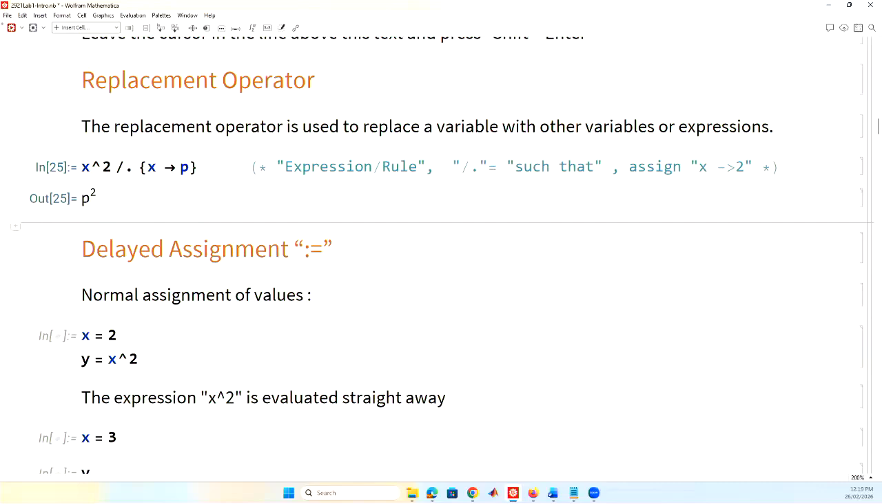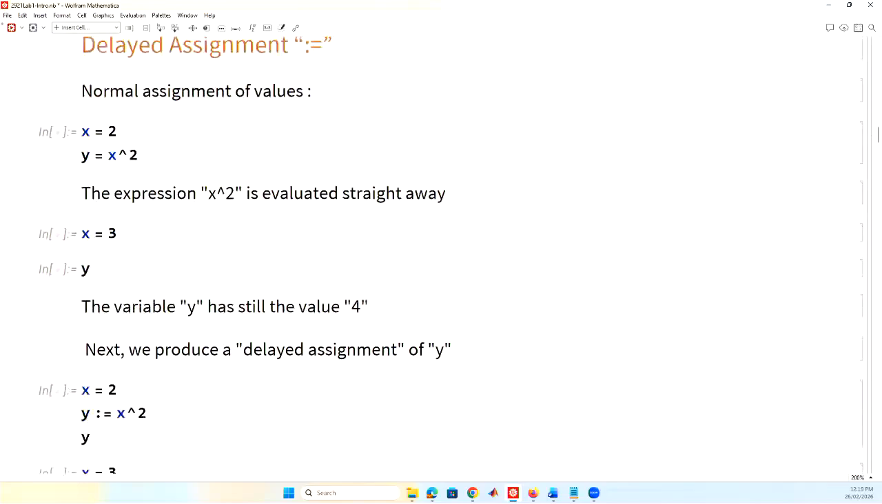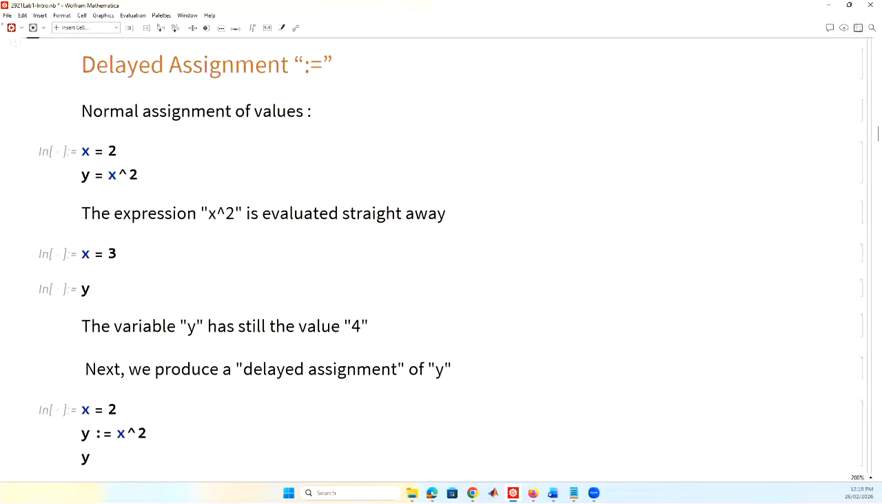Okay, so we do our replacement operator, which is very, very useful. This one is less useful. I almost deleted this from the worksheet, but some people like it. I tend not to use it.